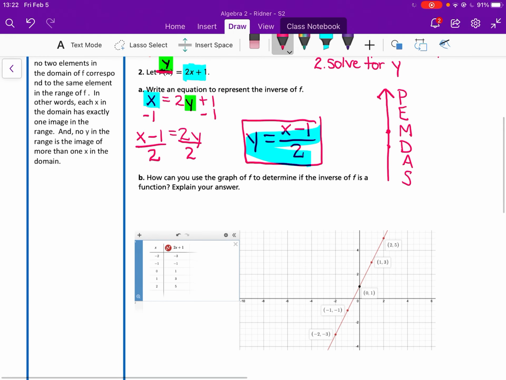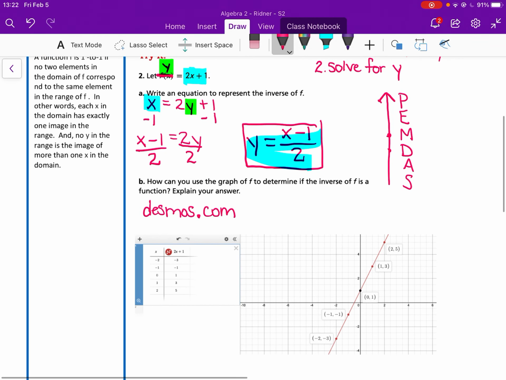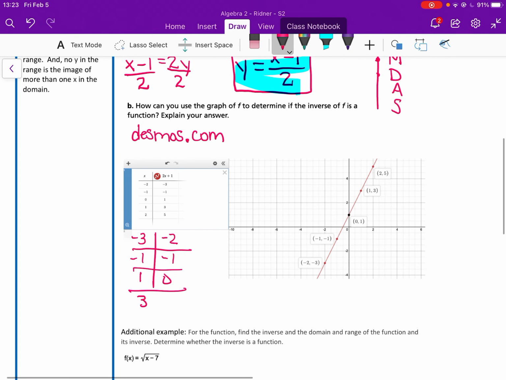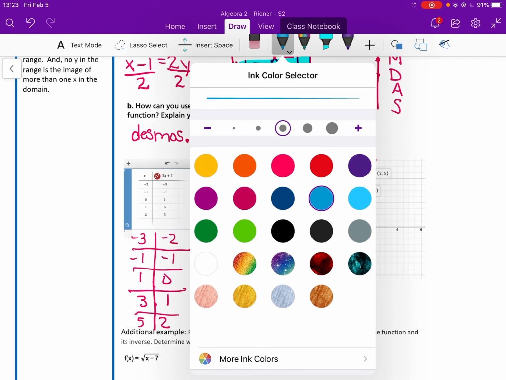What does that look like on a graph? So I used Desmos, if you can tell. Remember, you can just go to desmos.com to find this. Here are the points that I got from it. If I wanted to graph the inverse, I'm just going to flip those x, y points. So all of those numbers, I am just flipping to the other side. I'm going to change my color here because that looks a lot like the color it is.